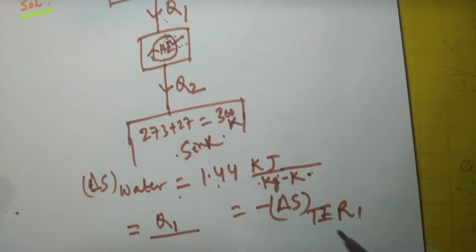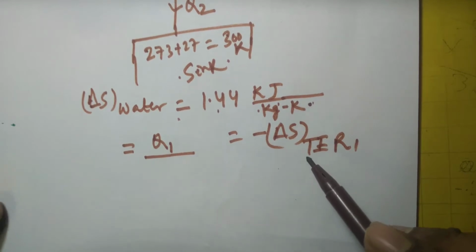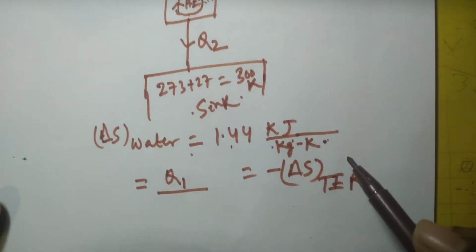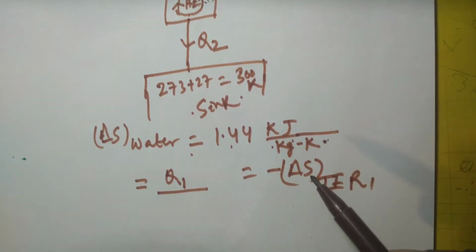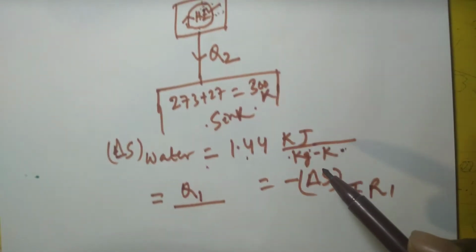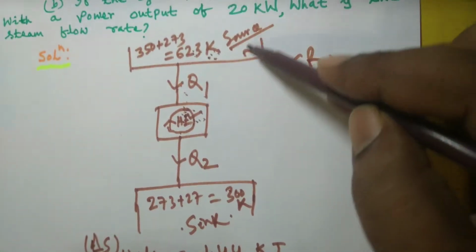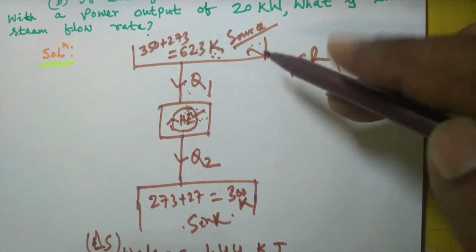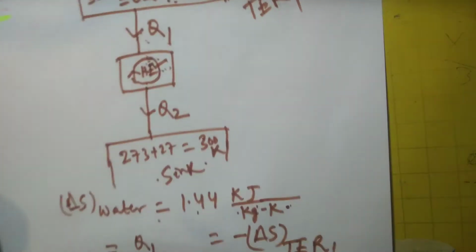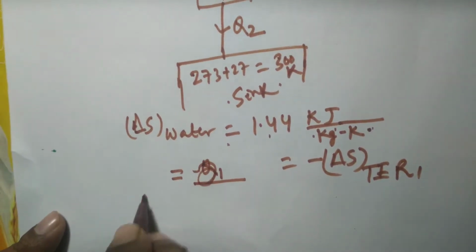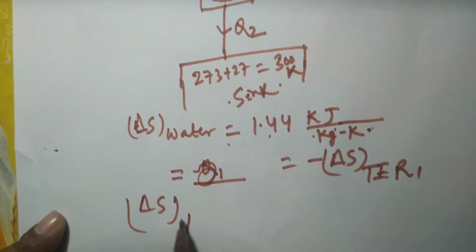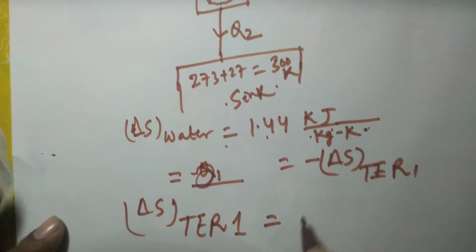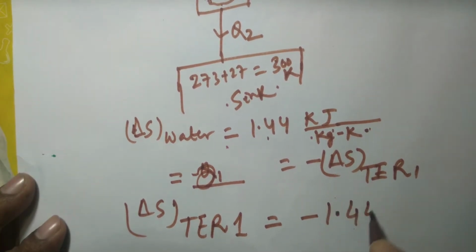So the entropy of the source decreases while the entropy of water increases, but by the same amount. Whatever is the increase in entropy of water, the same is the decrease in entropy of this high temperature thermal energy reservoir or source, which is at 350 degrees Celsius. So delta S of TER 1, thermal energy reservoir 1, that is the source, is equal to minus 1.44.